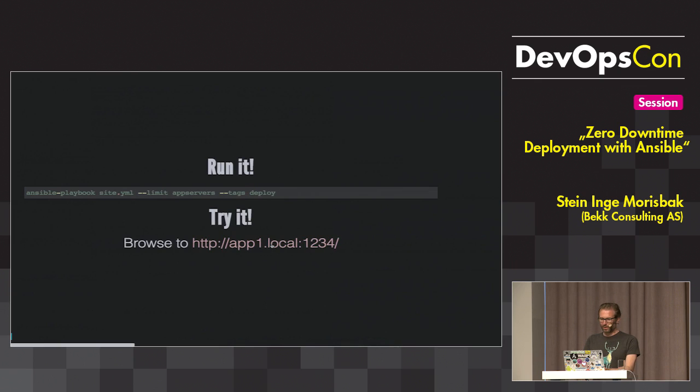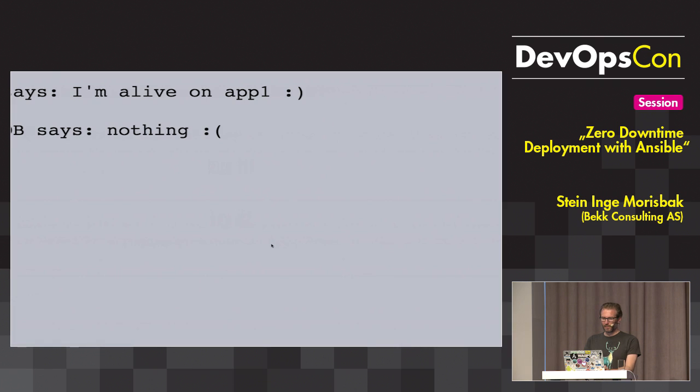So what I can do now is I can try to go to one of my app servers. And hey, it says I'm alive on app 1. Unfortunately, the DB says nothing. I can't get anything out from my DB. And that's because I haven't created a schema and a table yet. So the DB says nothing.